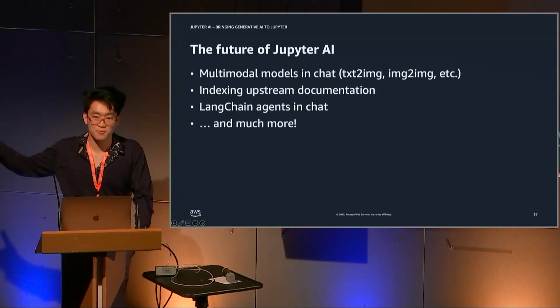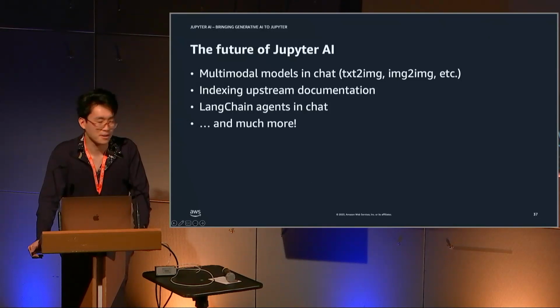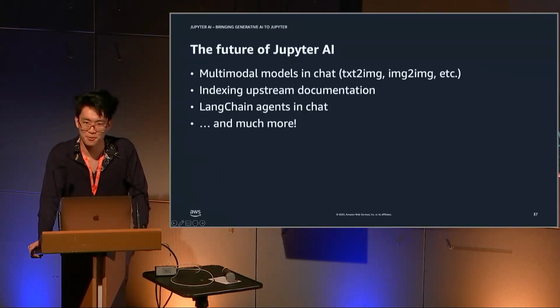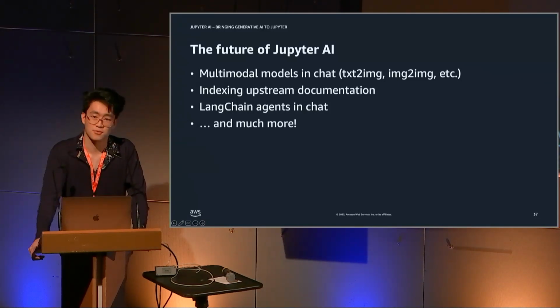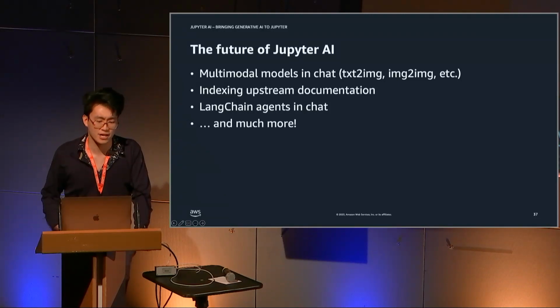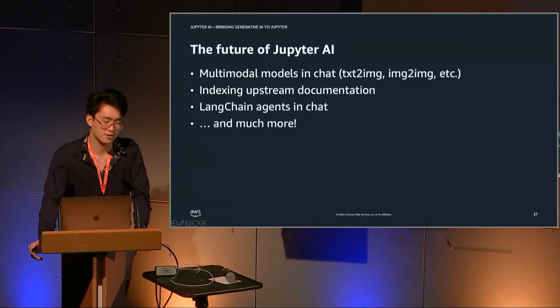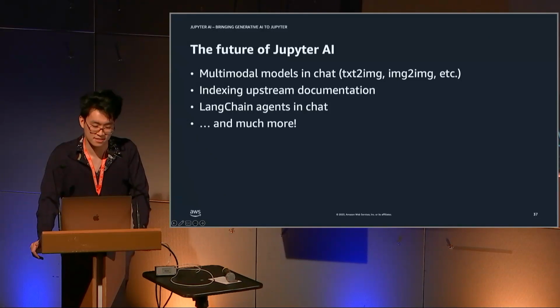All right, so what's next, right? I'm not impressed enough. I want to see more. All right, so the future? Well, for one, we would love to see multimodal models in chat. So we're talking text-to-image models like ChatGPT or image-to-image models like the various imitating ones that exist. How we design interfaces for those is a very open question that we are actively exploring.